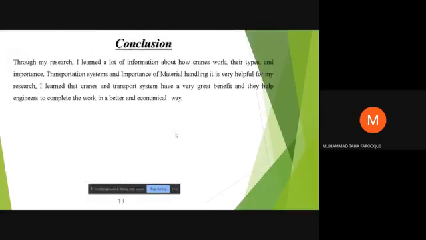Yes, sir. Through my research, I learned a lot of information about how cranes work, their types, and the importance of material handling. It is very helpful for my research. I learned that cranes and transport systems have very great benefits and they help engineers to complete the work in a better and more economical way.